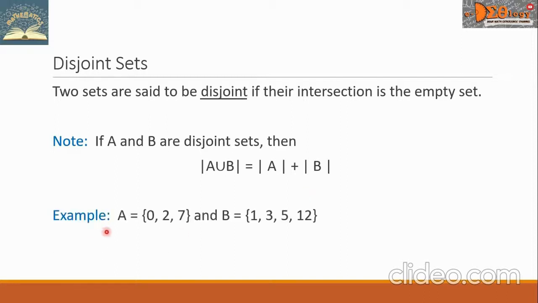For example, we have set A equals {0, 2, 7} and set B equals {1, 3, 5, 12}. We can observe that there is no common element to both sets. So if we write A intersect B, the answer is a null set or empty set. And we say that the sets A and B are disjoint sets.